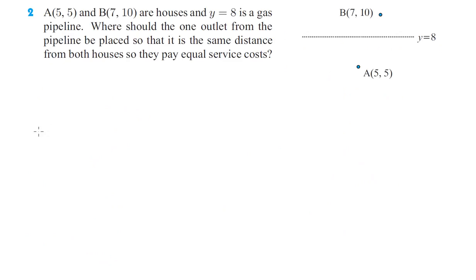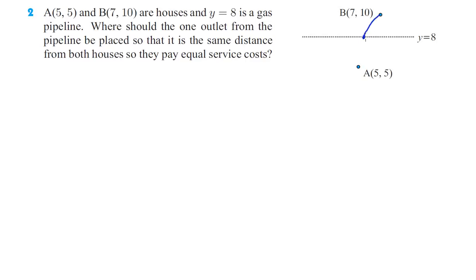Next one, number 2. We have A at (0, 5), B at (7, 10), which are houses. These two blue dots are houses. y equals 8 is a gas pipeline. Where should the one outlet from the pipeline be placed so that it is the same distance from both houses, so that they pay equal service costs? Basically, they're saying we want to put it right here.